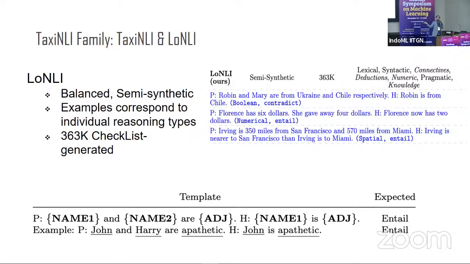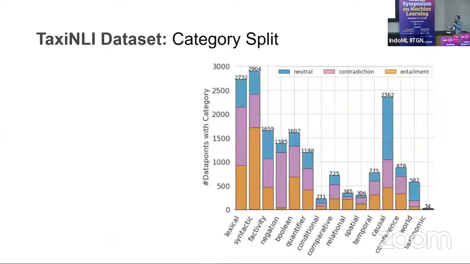Given the template itself, you don't need human annotation. The moment you have this type of template, you know the label is entailment. So that is why we use this type of templates. This was what was introduced by the ACL 2020 CheckList paper, right? So let's look at our conclusions from the TaxiNLI paper.